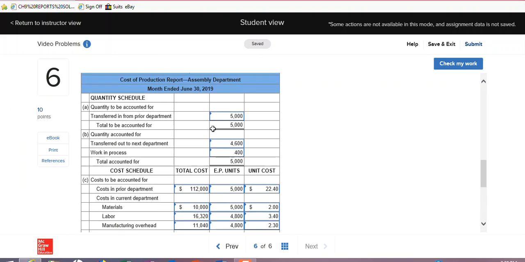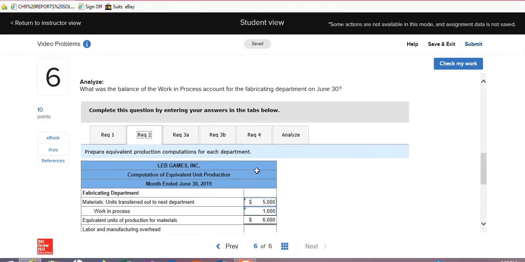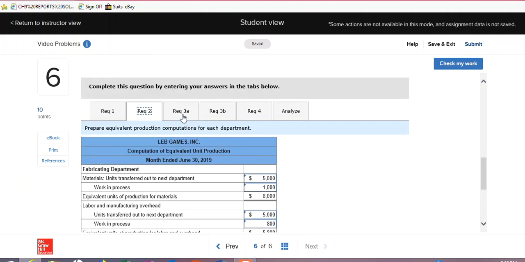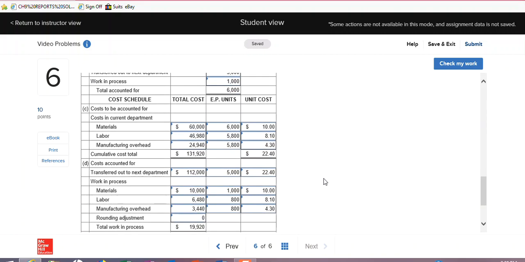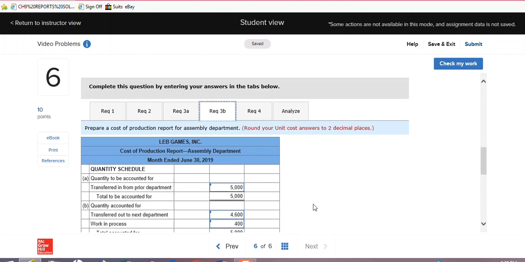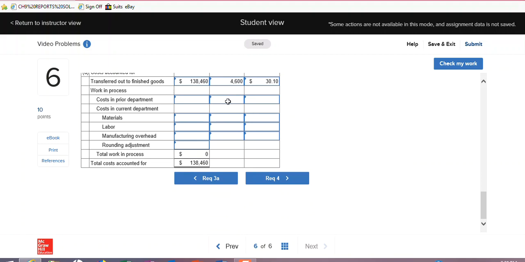So let's go back over to that requirement 2 and down to the assembly. For materials work in process, we had 400 units, and then labor and overhead, we had 200 units. And also, we had some that were transferred in. So they're going to be transferred at that $22.40. All the way down here, cost in prior departments. We already said that prior department was $22.40. That was calculated on the previous slide.